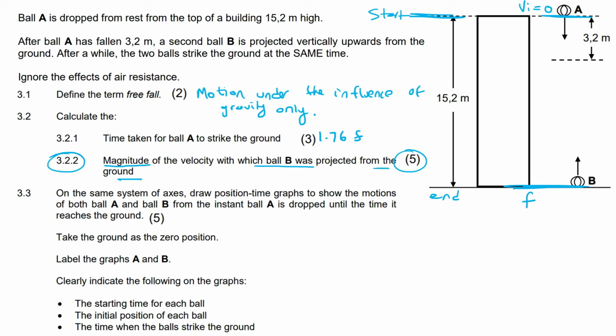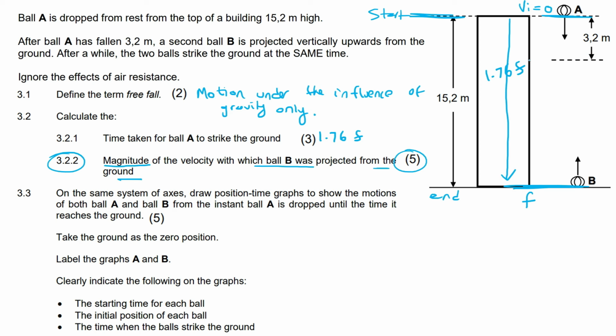The way that I think we should handle this one is the following. We know that ball A has been in the air for 1.76 seconds. We know that that time over there is 1.76 seconds. Okay? Now, when was ball B released? Or rather, ball B was thrown up when ball A was here. So what we should do is go calculate how long it takes ball A to get to this point.